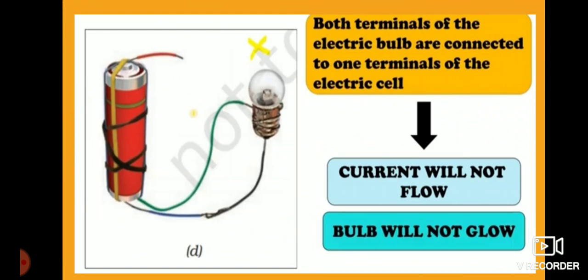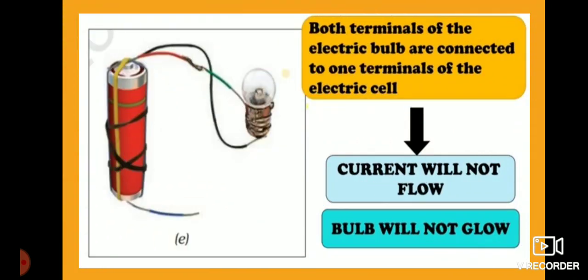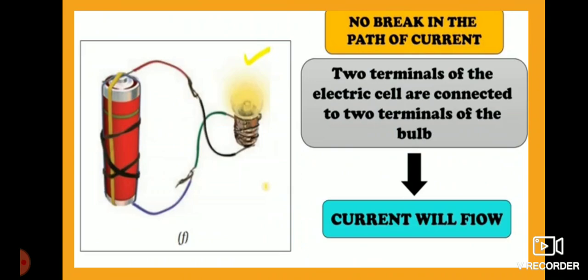Both terminals of the electric bulb are connected to one terminal of the electric cell. So, the current will not flow and the bulb will not glow. In the fifth arrangement, the same thing. Both terminals of the electric bulb are connected to one terminal of the electric cell. So, the current will not flow and the bulb will not glow. And in the last arrangement, there is no break in the path of the current. Two terminals of the electric cell are connected to two terminals of the bulb. Hence, the current will flow and the bulb will glow.